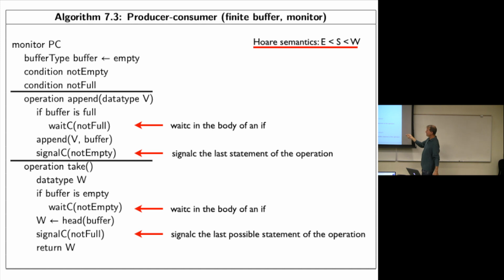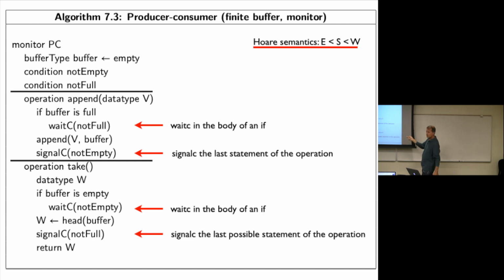We have a buffer, and it's initialized. So we have the lowercase b buffer initialized to empty. So the buffer is in the monitor. That's one of the data structures in the monitor, and this could be a circular buffer. It's going to be a circular buffer. Okay. So that's allocating the buffer, and then we have a condition variable called not empty, and we have a condition variable called not full.